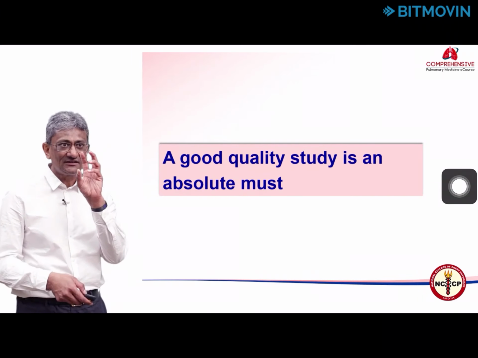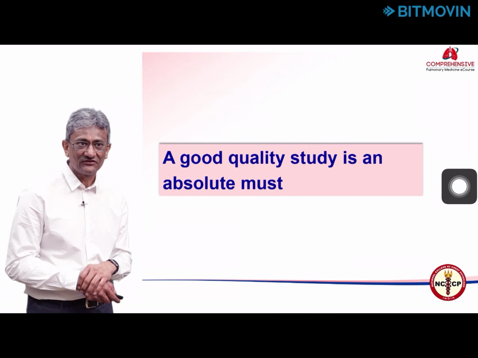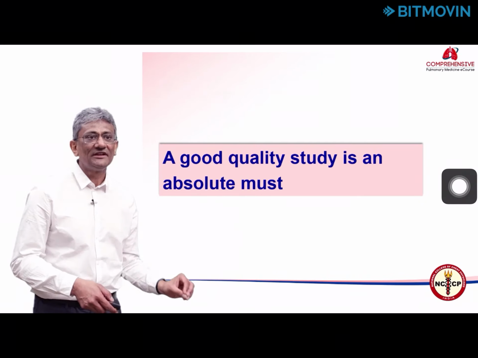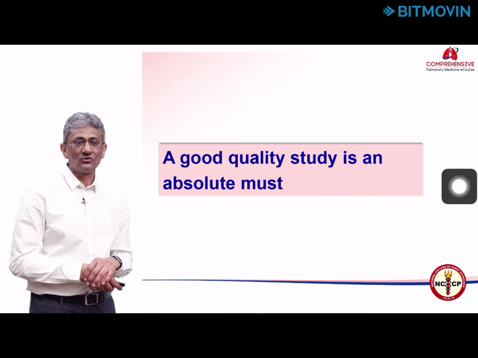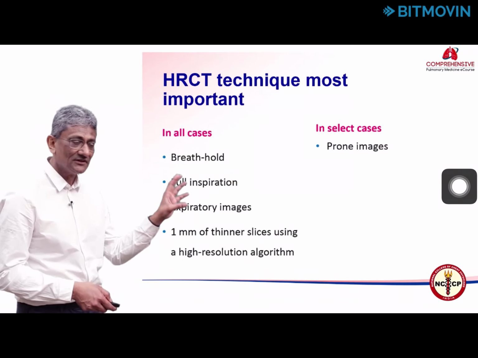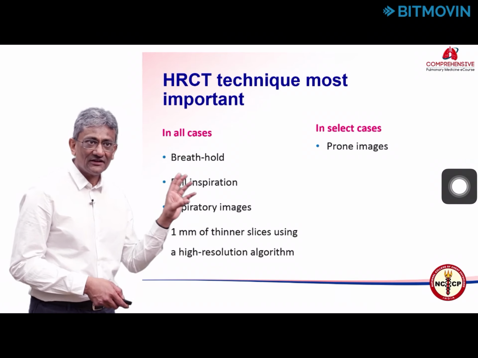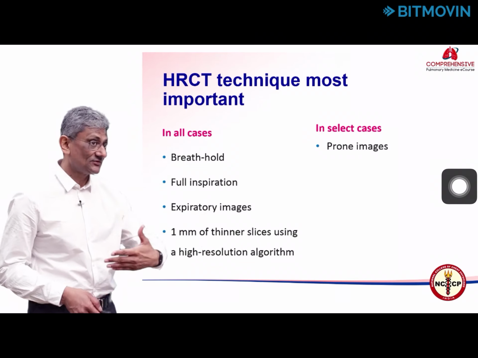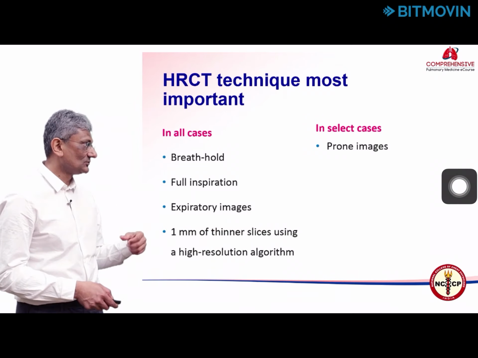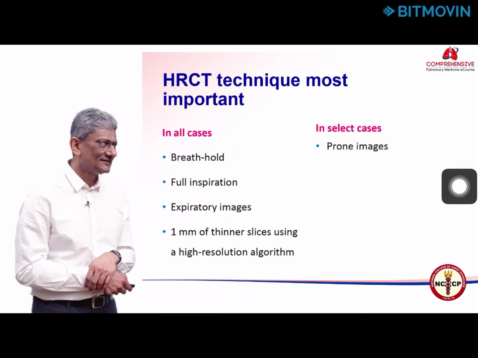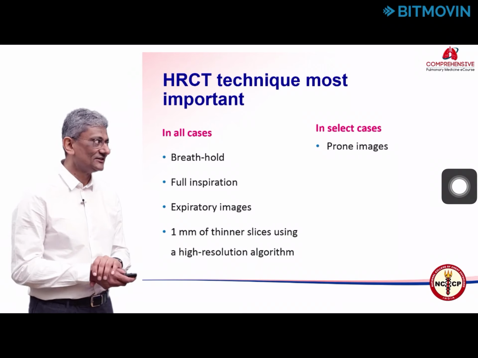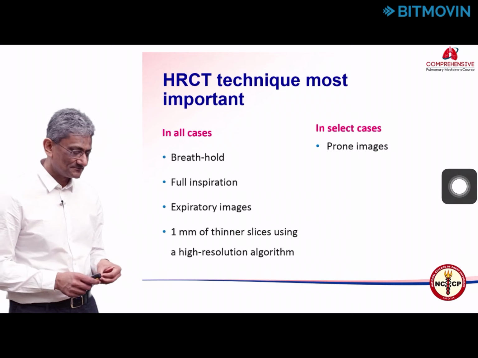So, before we start interpreting HRCT images or looking at diffuse lung diseases, it is extremely important to have a good quality study. And what does that mean? It means breath hold, full inspiration. You will need an expiratory set, so even more reason to train the patients. 1 millimeter slices that all CT scanners have today, and in very select cases we need to have prone images.